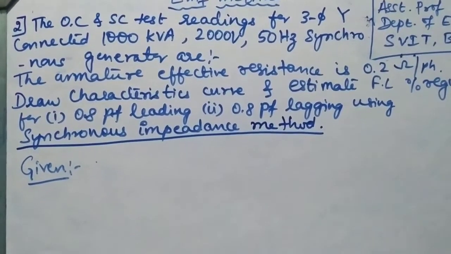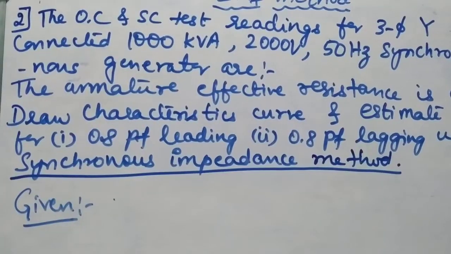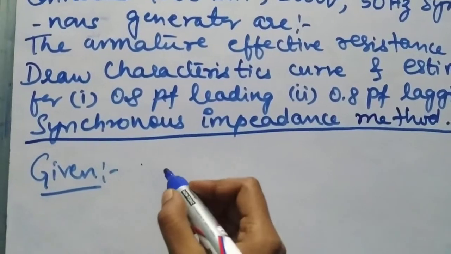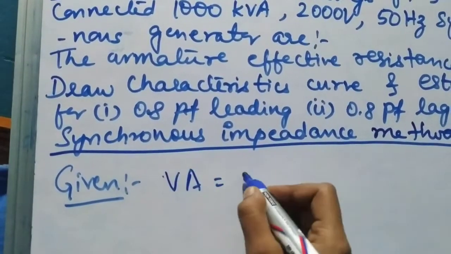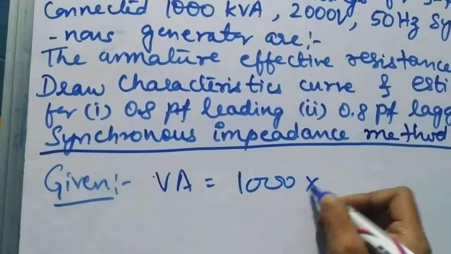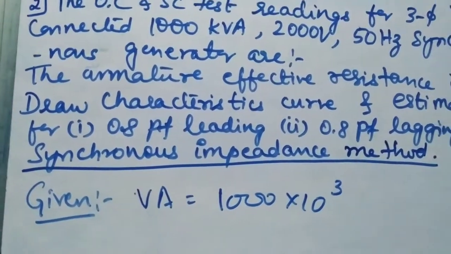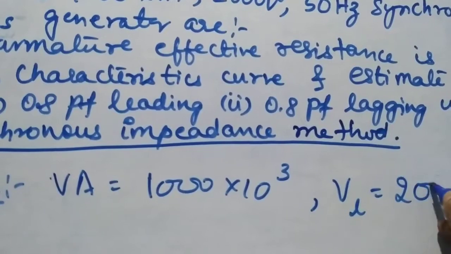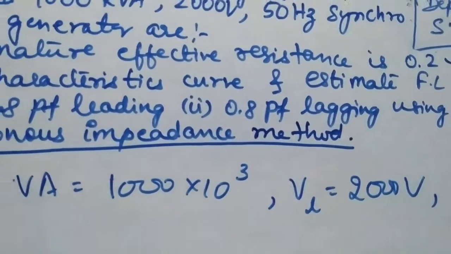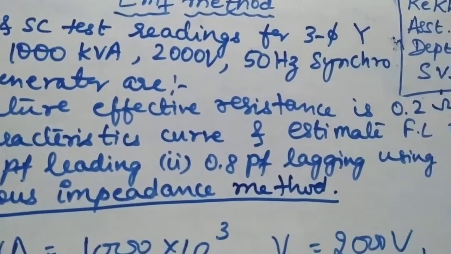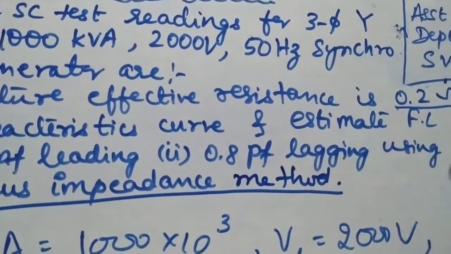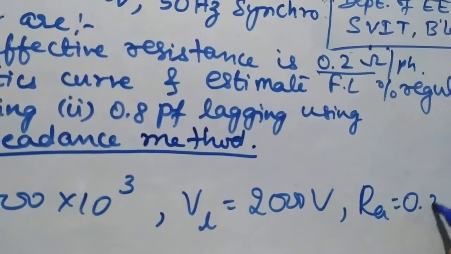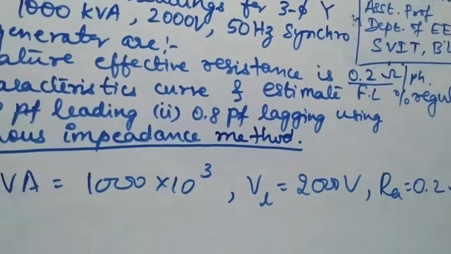The given data here is 1000 kVA rating, 2000 volt. So the VA rating is equal to 1000 into 10 power of 3, since it is 1000 kVA, and the line voltage is 2000 volt. The armature resistance is given as 0.2 ohm. So RA is equal to 0.2 ohms.